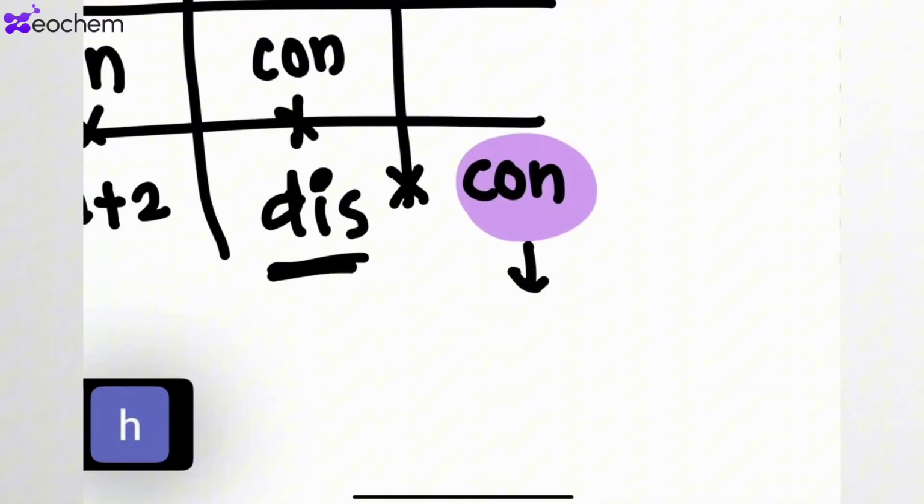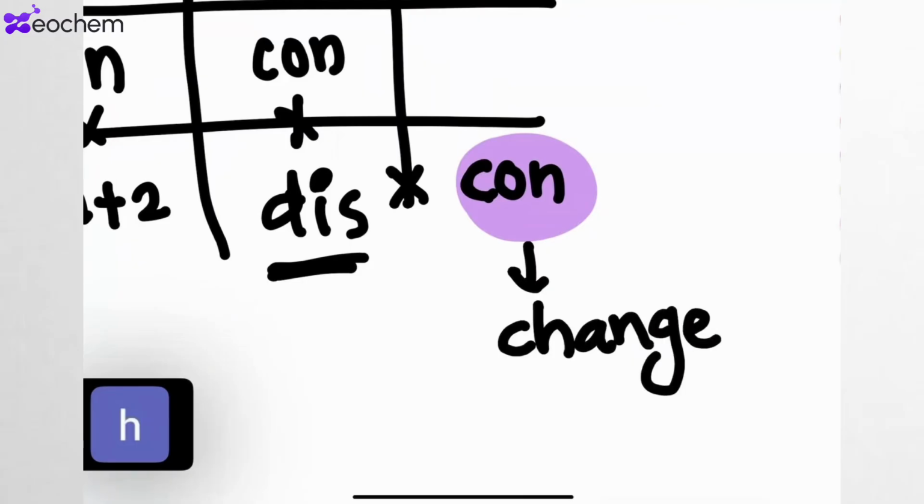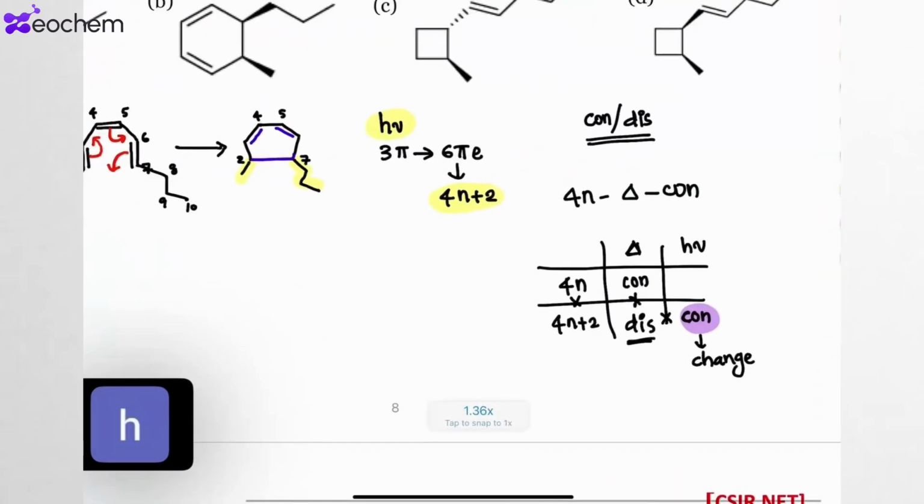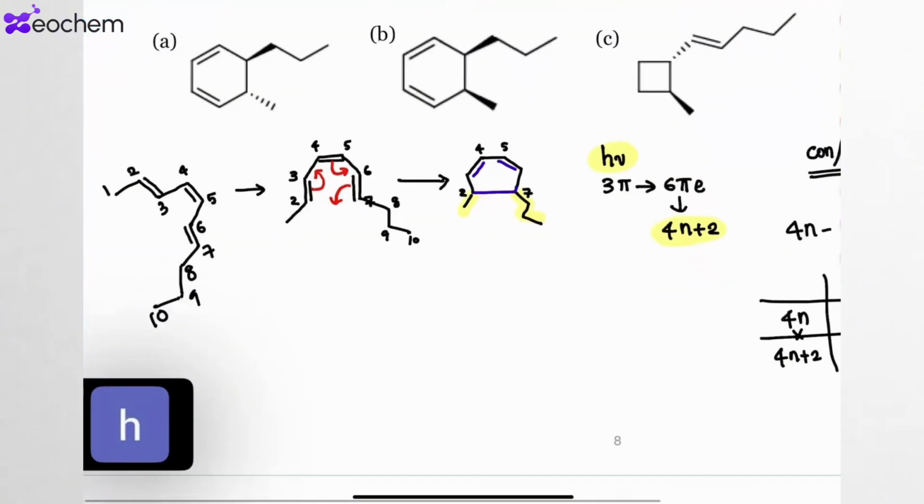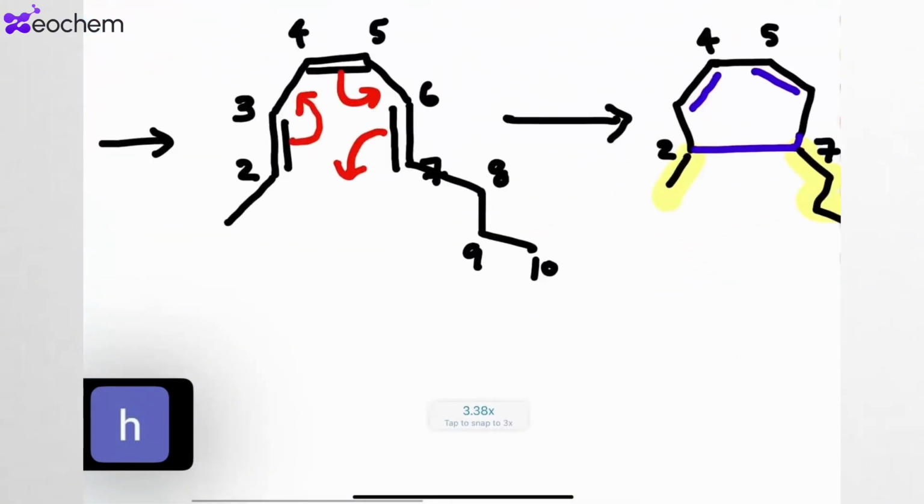Now, we know what con means. Con, C, is standing for change. Con means change in stereochemistry. We look at the stereochemistry of the reactant molecule. Here is our reactant molecule. We need to look at both bonds, this bond and this bond, and determine the overall stereochemistry of the reactant molecule.